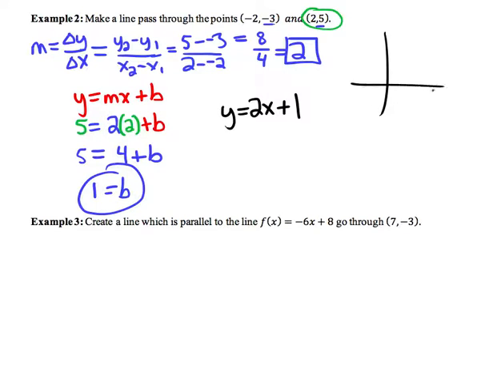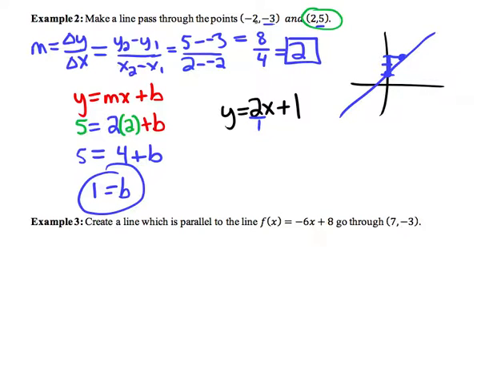And now I can come over here and graph it if I like. And say the y-intercept is 1. That's the launch pad. And I want to go up 2. That's really 2 over 1, right? So up 2 over 1. There's my other point. And there's my line.